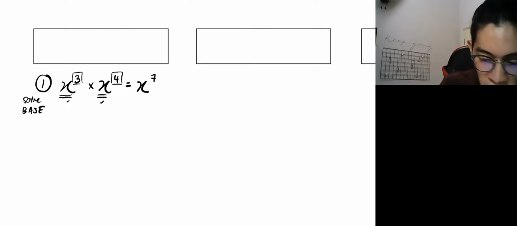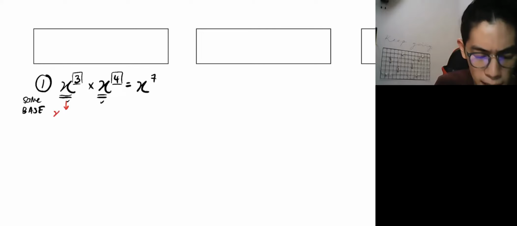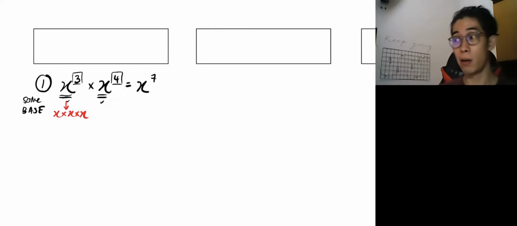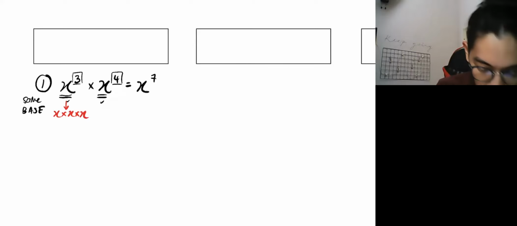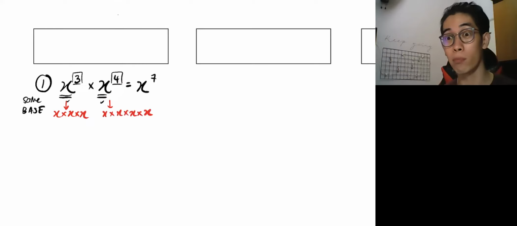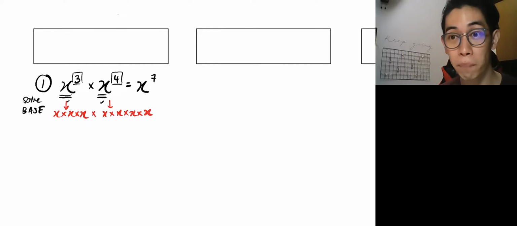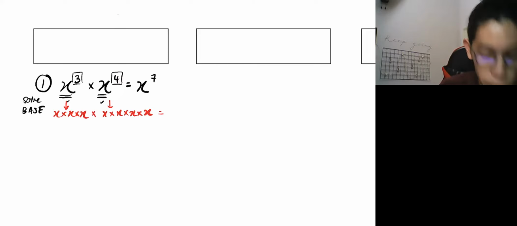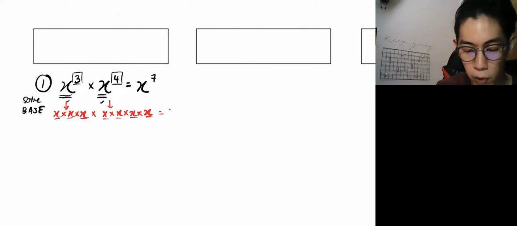So now I'm going to use a different color. Do you agree x power 3 means x times x times x? This is what you learn in Form 1, right? And then x power 4 means x times x times x times x. iPad's problem, huh? And in the middle, there's a times, right? So guys, count how many x you have now. There are 3 here, right? There are 4 here, correct? So in total you have 7, correct?